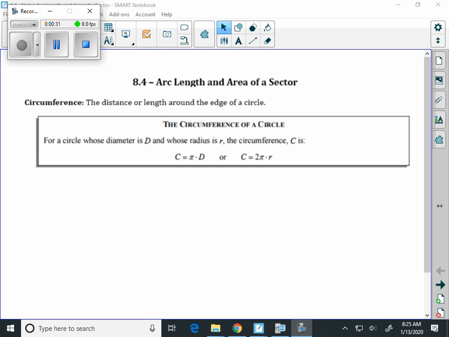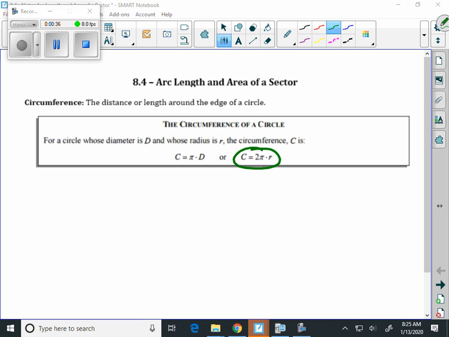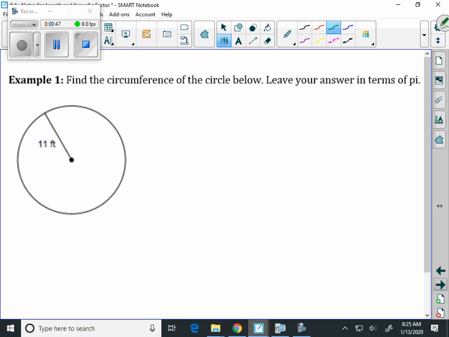And I just want to point out that this formula is the formula that's on your green reference paper for the OST. So I don't use pi times diameter very often. If we take a look at an example, it says find the circumference of the circle below. And what we need to notice on this one is that this is the radius. And the formula for circumference is 2 times pi times r. And we can fill it in.